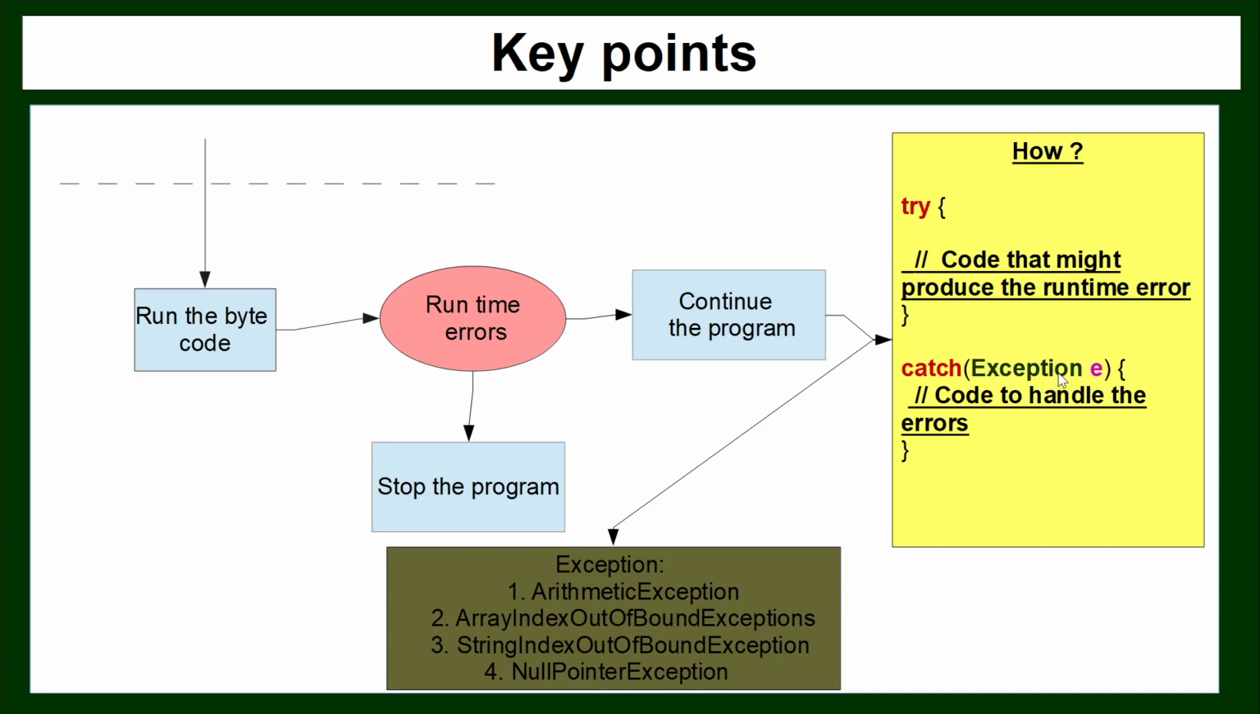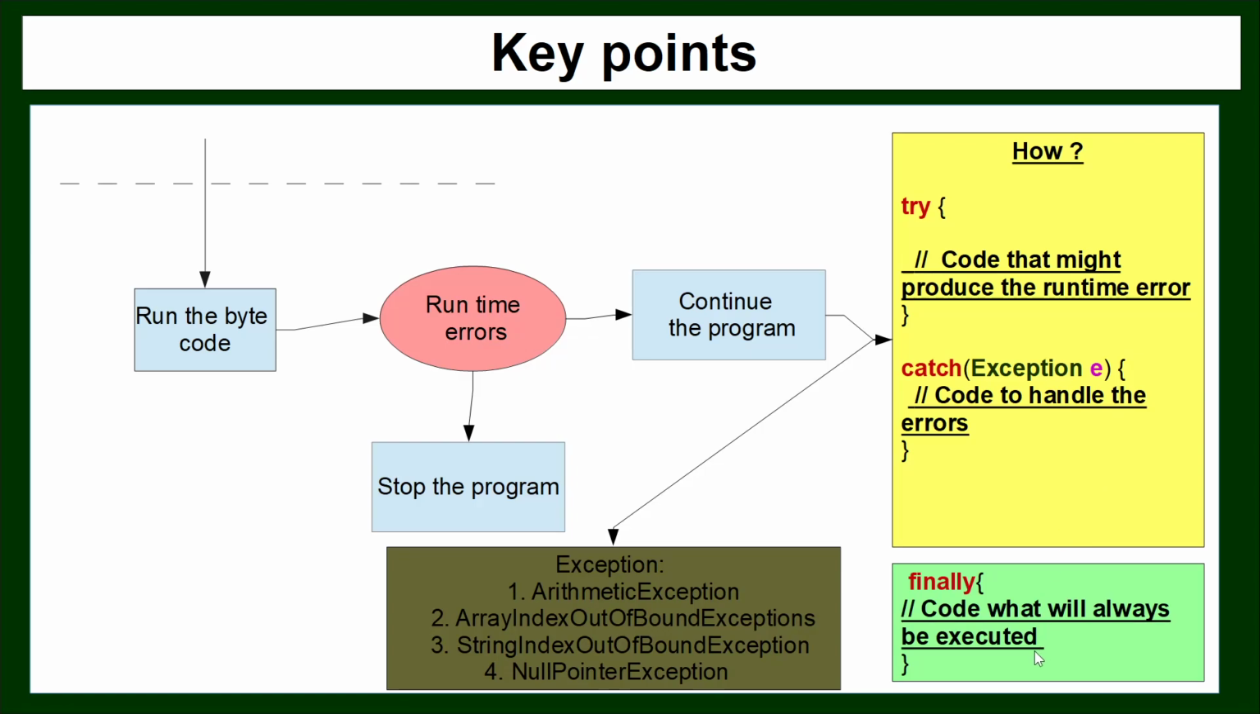Remember, this is telling you what exception class you're using, and then this will be the name of that exception object. And then finally you'll have the finally code, and this will be executed even if there's not an exception or a runtime error occurring. So hopefully now you've got a good understanding of what try does, what catch does, and what finally does.